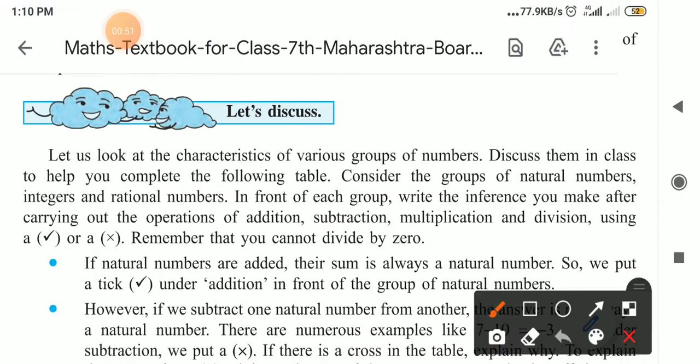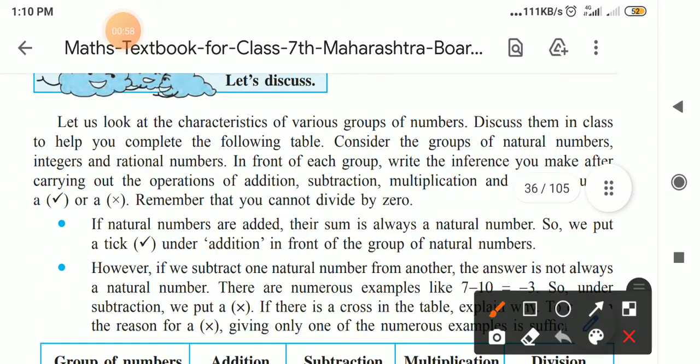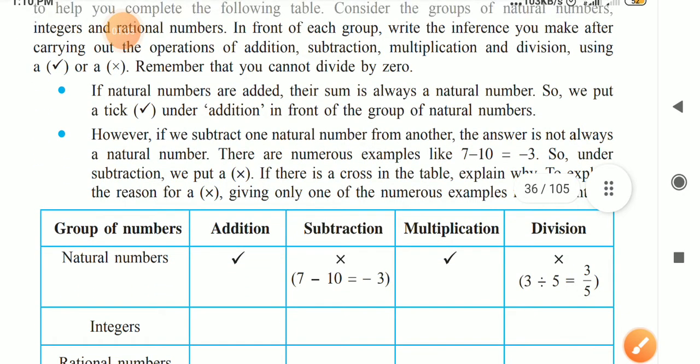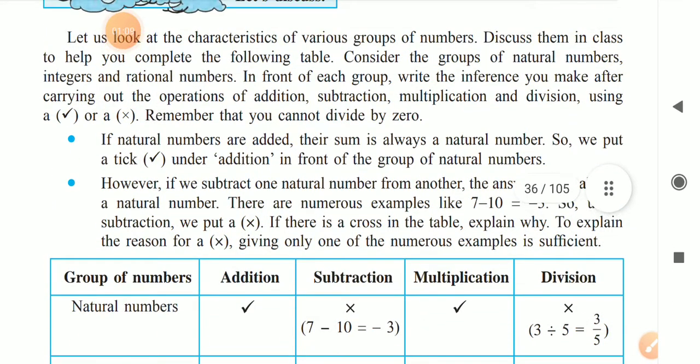Here it is given: let us take the characteristics of various groups of numbers and discuss them in the class to help you complete the following table. So by using this, we have to complete the following table. So here it is.